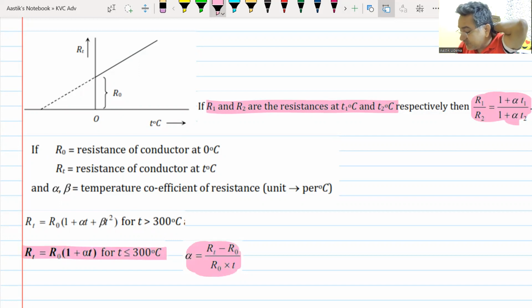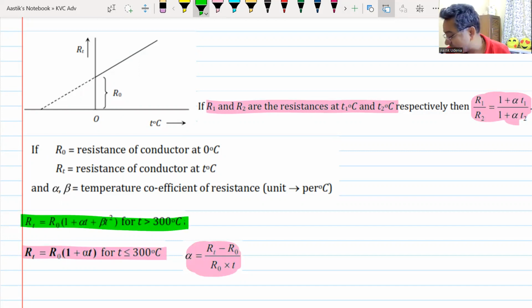This is the formula if the temperature is less than 300 degrees Celsius. If the temperature is more than 300 degrees Celsius, the actual formula is like this. Do we understand this? Yes, sir. Here we are assuming that alpha and beta are constants. We will also see the case when alpha and beta are not constant, but I hope you understand this, yes or no? Yes, sir. Okay. I'll give you 2 minutes to note this down.